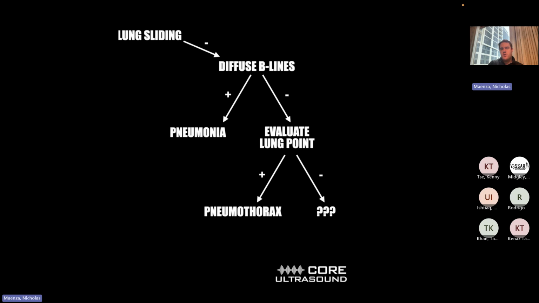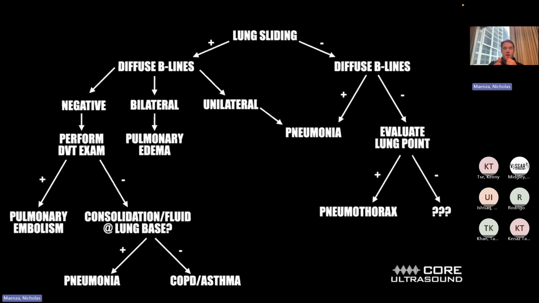So this is where the question marks come into play. It's telling you you need to do other diagnostic tests, like possibly a CT of the chest, possibly an X-ray, or some other diagnostics to see if you can figure out what's going on. So again, if you don't find lung sliding, you don't have B lines, and you find a lung point, pneumothorax. If you don't, go down a different pathway and do further testing or take more history on this patient. All right, so that's one half of the algorithm.